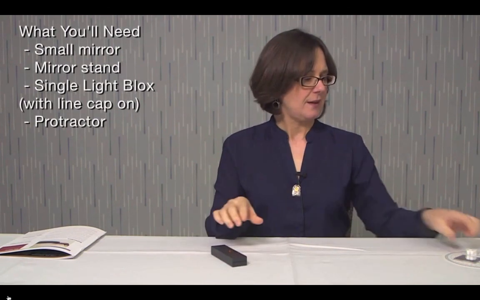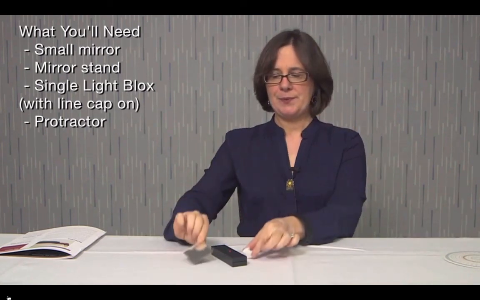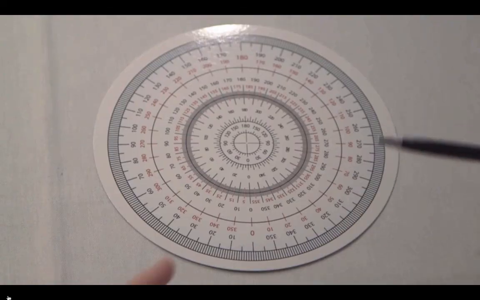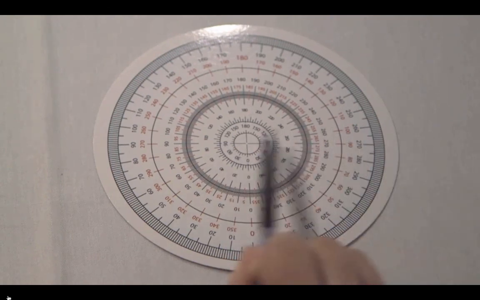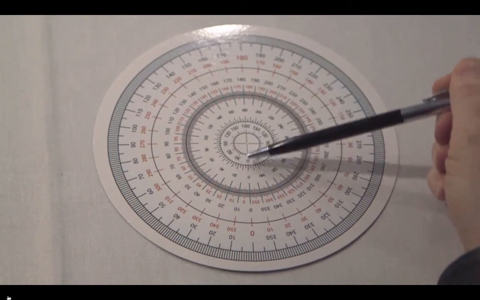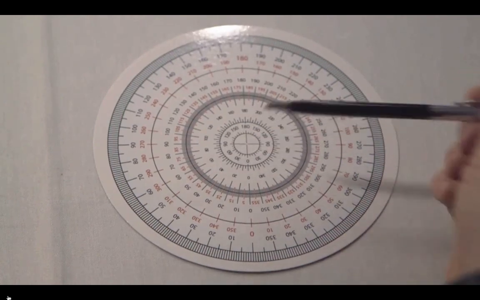For the reflection lesson, we're going to use one light box with the line cap on. I'm going to use the red one. And we're going to use a mirror and your mirror clip. And then we're also going to use a protractor. The first thing you want to do is position your protractor. We're going to have the 90-degree mark going across like this, and we're going to have that 0 and 180-degree mark pointing directly towards us, and that's going to be the center right there.